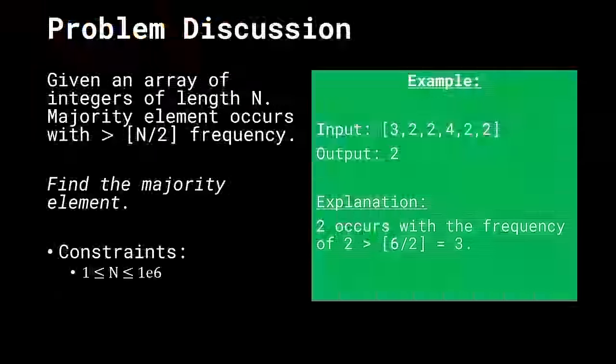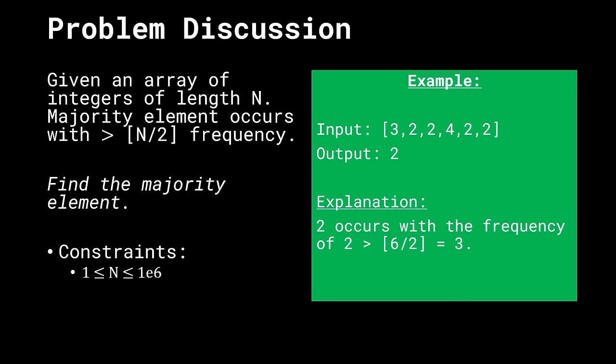All right, so the problem setup says that we're given an array of integers of length n, and the majority element is defined as the element which occurs with greater than n by 2 frequency. The goal of this problem is to find the majority element. So if we look on the right hand side, we see that the input is 3, 2, 2, 4, 2, 2. Clearly, the majority element is 2 because it occurs with the frequency of 4. And this frequency of 4 is greater than the required frequency of n by 2, which is 3.